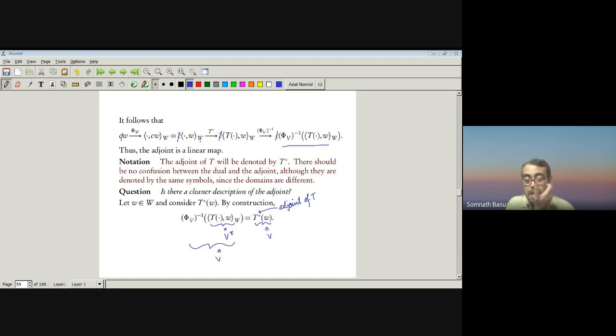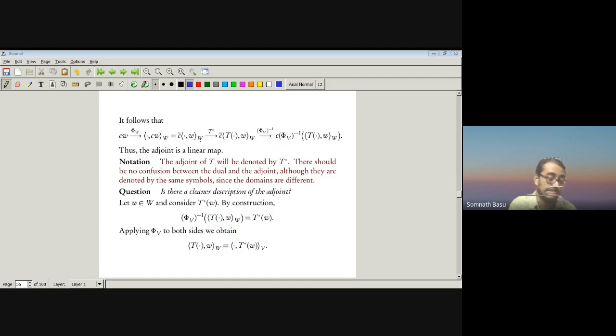Okay, fine. So now if I apply phi V to both sides, what do I get? This is something all of you should be able to follow. If I apply phi V to both sides, phi V composed with phi V inverse is identity. So if I apply phi V to this vector in V, what do I get? Remember, phi V of any vector v prime was by definition dot with v prime, correct? So phi V of this is dotting with this vector, isn't it?